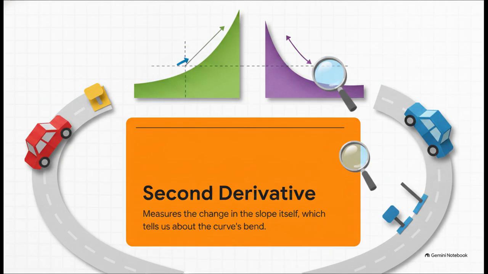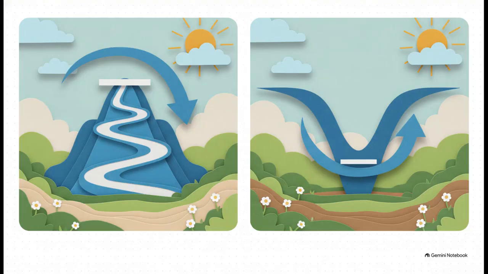Let's take the equation y equals x cubed. The first derivative, our slope, is 3x squared. The second derivative, our curvature, is 6x. This tells us exactly how the slope is shifting at any given point. And this is exactly how we find the peaks and valleys of literally any system.